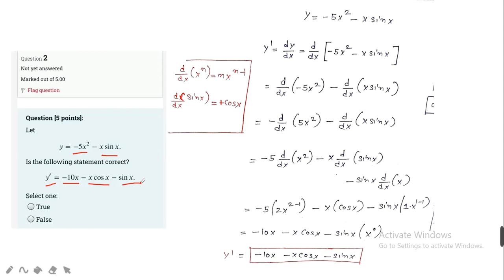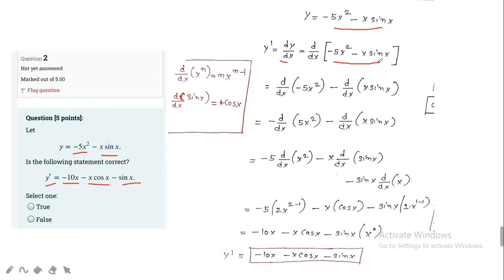So y dash means the first derivative, that is the differentiation with respect to x. So it is dy by dx. So we will write d by dx, and here y is equal to minus 5x square minus x sin x. So this is the function.